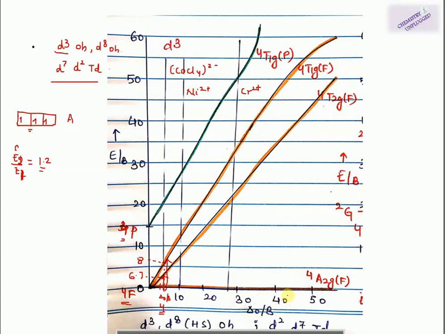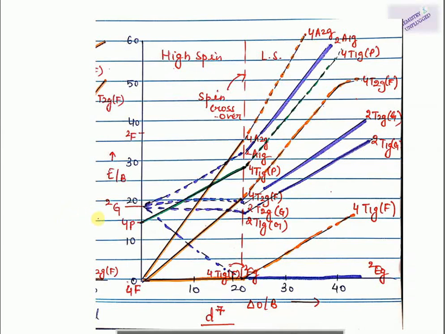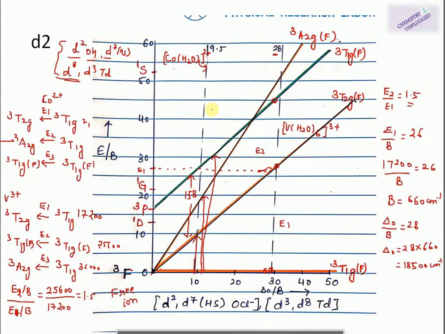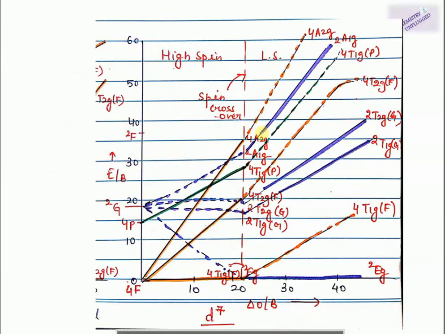Next we will take the TS diagram of D7 electronic configuration. We have seen that this diagram is for D2 and D7 high spin. This is only for high spin. But as I have told you, the TS diagram can be used for high spin as well as low spin complexes. So in case of D7, how can we use the TS diagram for low spin complexes? So this is for low spin complexes.